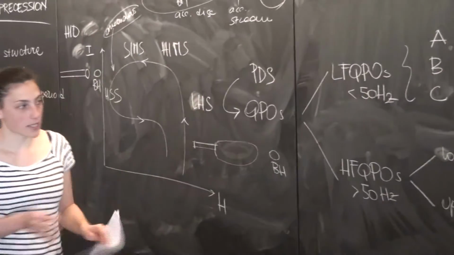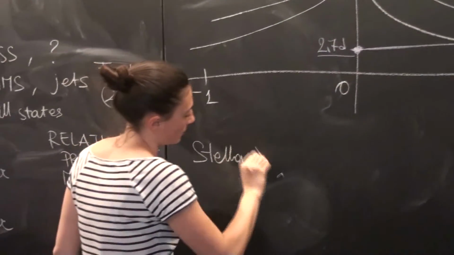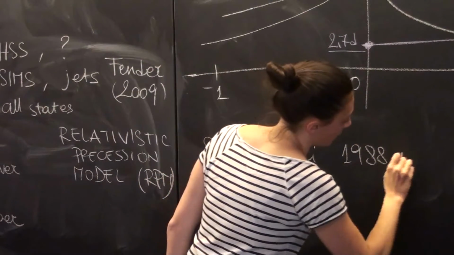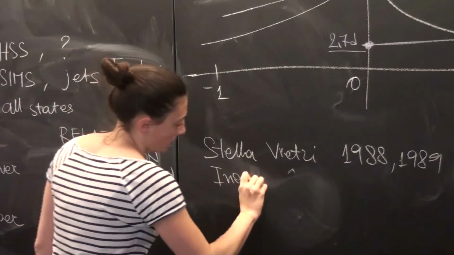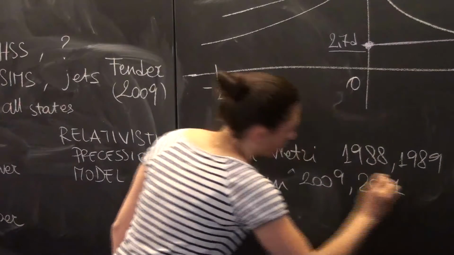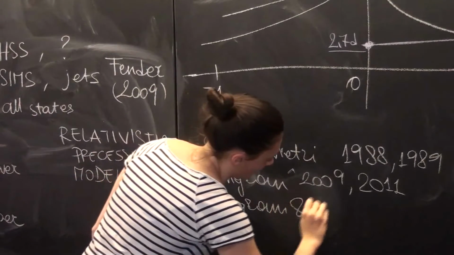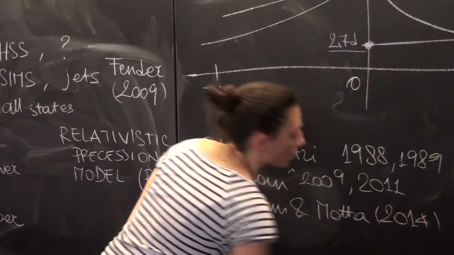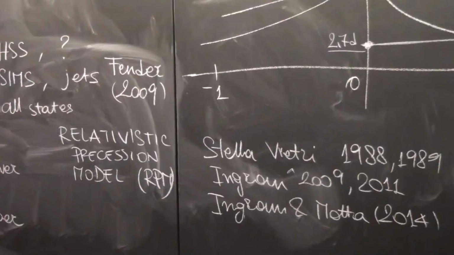Okay, so this model was mainly developed by Stella and Vietri in 1988 and 1989, and was then revisited by Ingram in 2009 and 2011. And it was used basically by Ingram and Motta to use QPOs to place limits on the black hole spin. And now I will come to how we can do that.